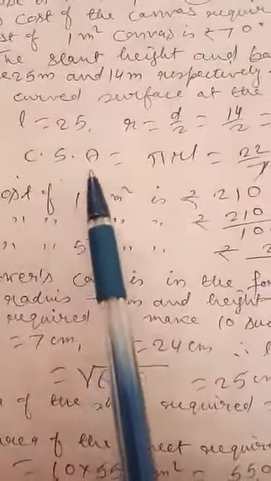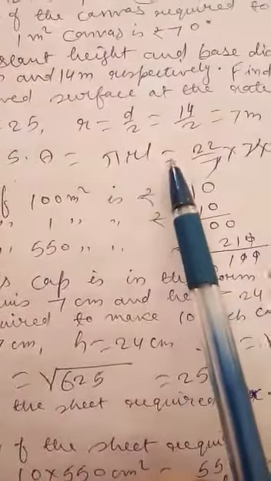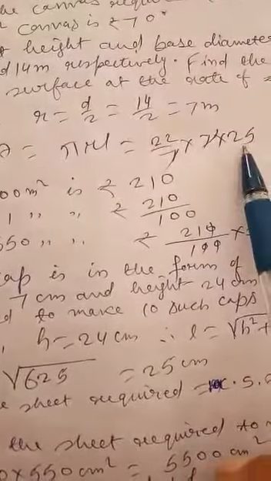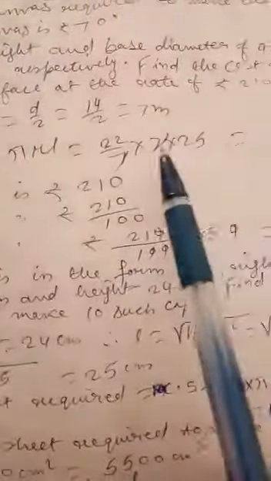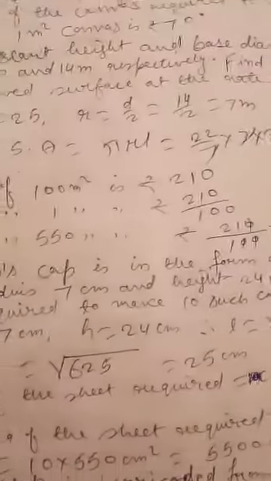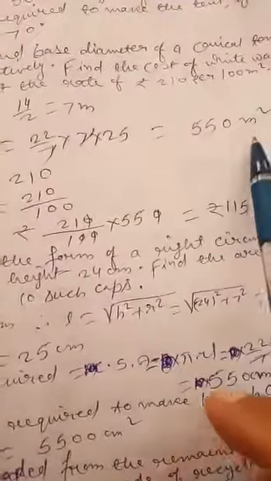Therefore curved surface area is equal to pi RL is equal to 22 upon 7 into R is 7, L is 25, 7 get cancelled, 22 into 25, that is 550 meter square. So curved surface area we have got 550 meter square.